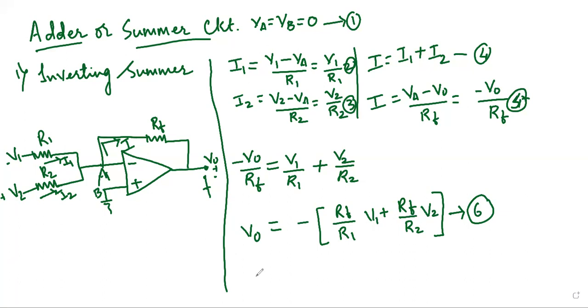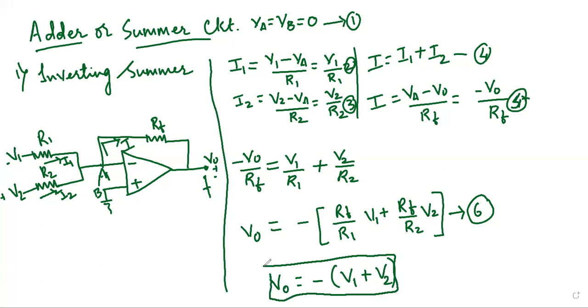If in this equation I consider R1 equals R2 equals RF, then this equation 6 will become V0 equals minus of V1 plus V2. This is the final expression we expect from an inverting summer. As we are applying two inputs, V1 and V2, we want the sum of those two inputs, V1 plus V2, and we are getting a negative sign. It indicates that it is an inverting summer.